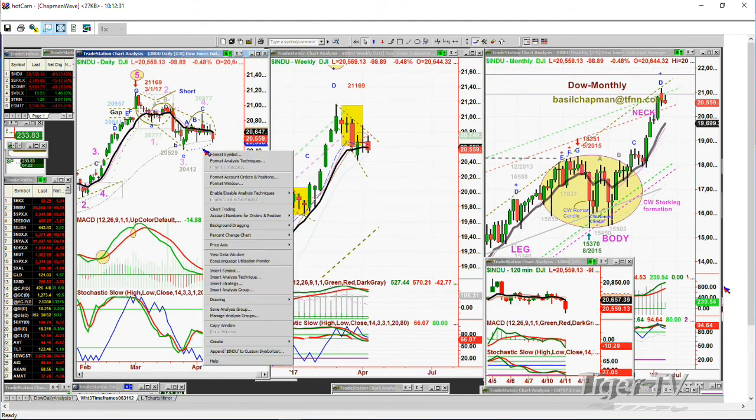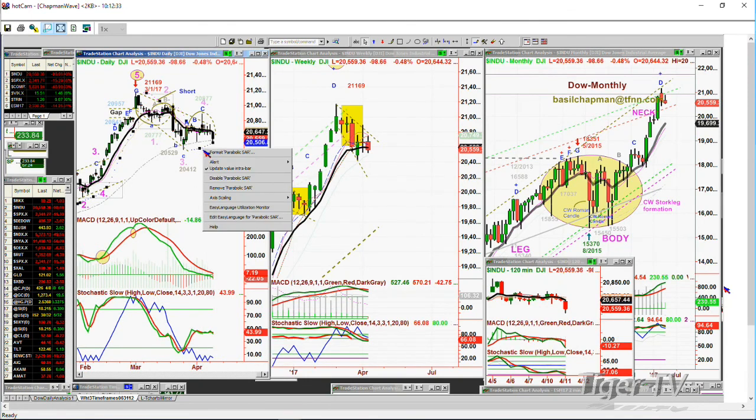See those little dotties there? That's called the Parabolic SAR. It uses moving averages like all the others, except they put the dots in here. And it just stopped right at the dot, didn't break down.